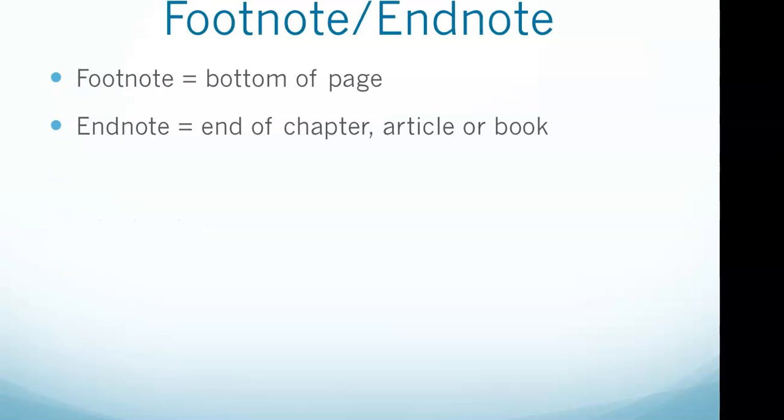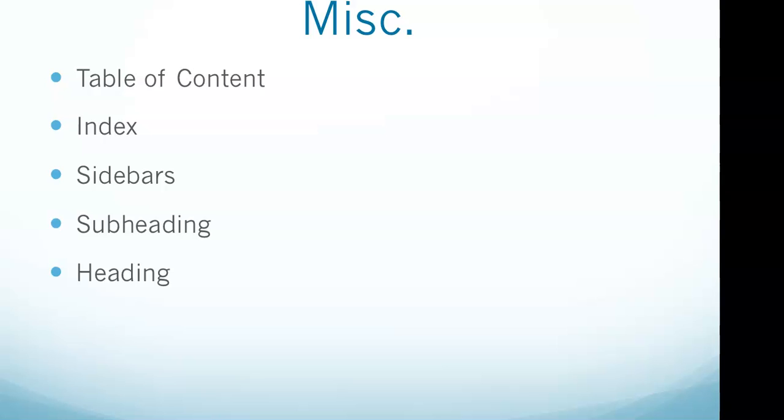In regards to footnote and endnote, footnotes will just show up at the bottom of a page, while endnotes will tend to show up either at the end of a chapter or an article, or at the end of the whole book. It's really all you got to know there with footnote and endnote. And then a few miscellaneous ones that will show up. Table of contents and index lots of times show up in a question, being able to differentiate those two.